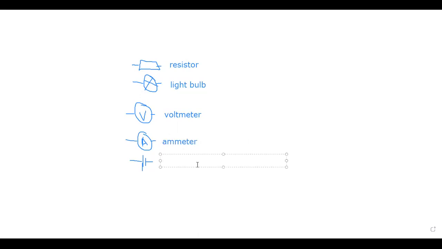And this is a battery. A battery or cell, yeah. Let's just say battery. So at least we know that you are familiar with these things. And now the other thing we must focus on is how these things are connected in a circuit, and how they can be connected in a circuit.